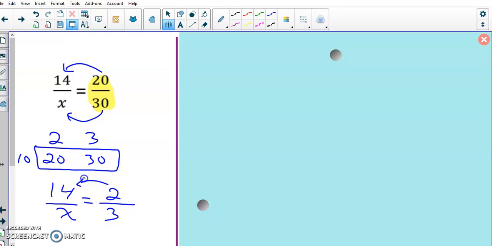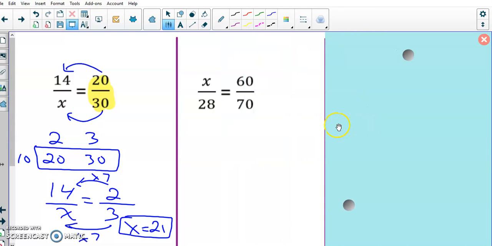I'm going to the left towards my variable. I'm going from 2 to 14. It's getting larger, which means multiply. So I'm going to do multiplication. 2 times 7 equals 14. 3 times 7 will equal x. So x equals 21. And of course, you would do a check. Do 2 times 21 and 14 times 3, and you'll see they do both come out to 42.